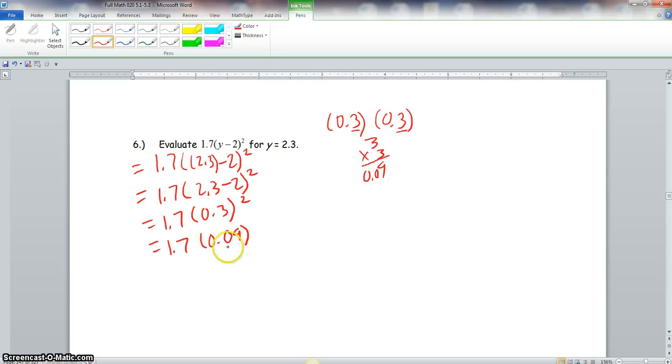And then we will multiply this here. We'll drop those decimals. We have 17 times 9. 9 times 7 is 63. 9 times 1 is 9, plus 6 is 15. So that'll be 153. And we have a total of 3 digits behind the decimal. So we'll put that decimal here. And our final answer would be 0.153. And we're done.